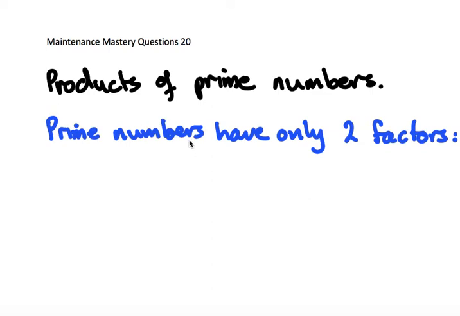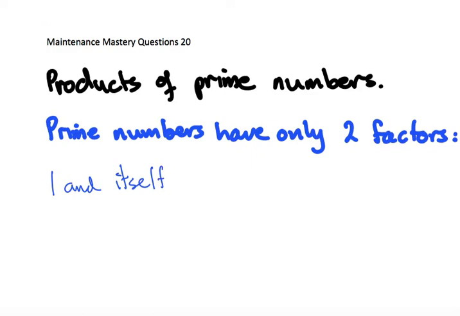Right, here we're going to do MandM question 20. We need to know our prime numbers really well to be able to do products of primes. So prime numbers have only two factors, and those factors are 1 and themselves. So 1 and the number itself is a prime number. So we'll have a look at a few prime numbers.